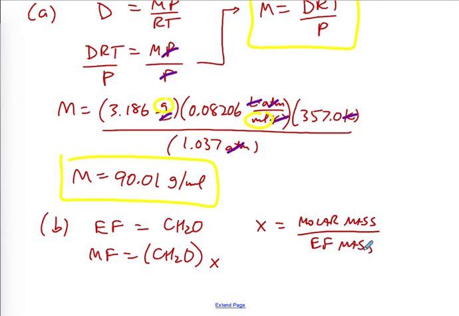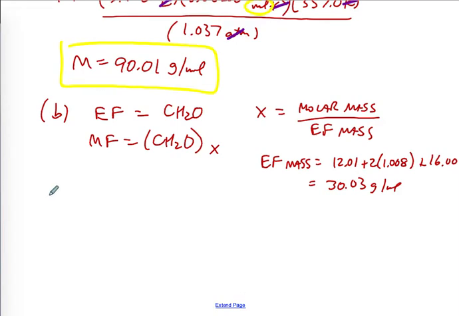Okay? Well, we'll need the empirical formula mass, so let's just go ahead and calculate that. If the empirical formula is CH2O, the empirical formula mass is the molar mass of carbon plus 2 times the molar mass of hydrogen plus the molar mass of oxygen, or 30.03 grams per mole.